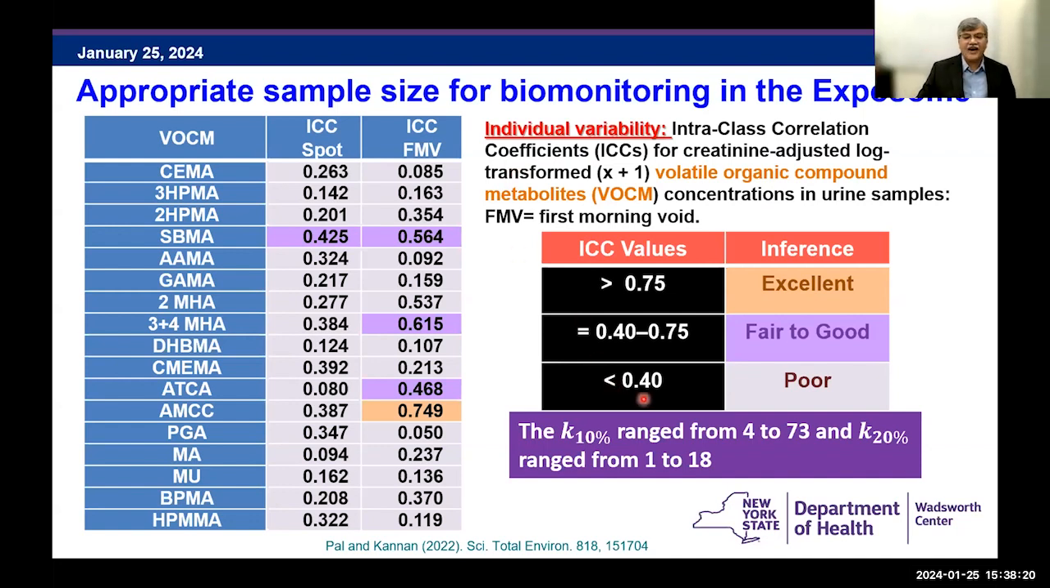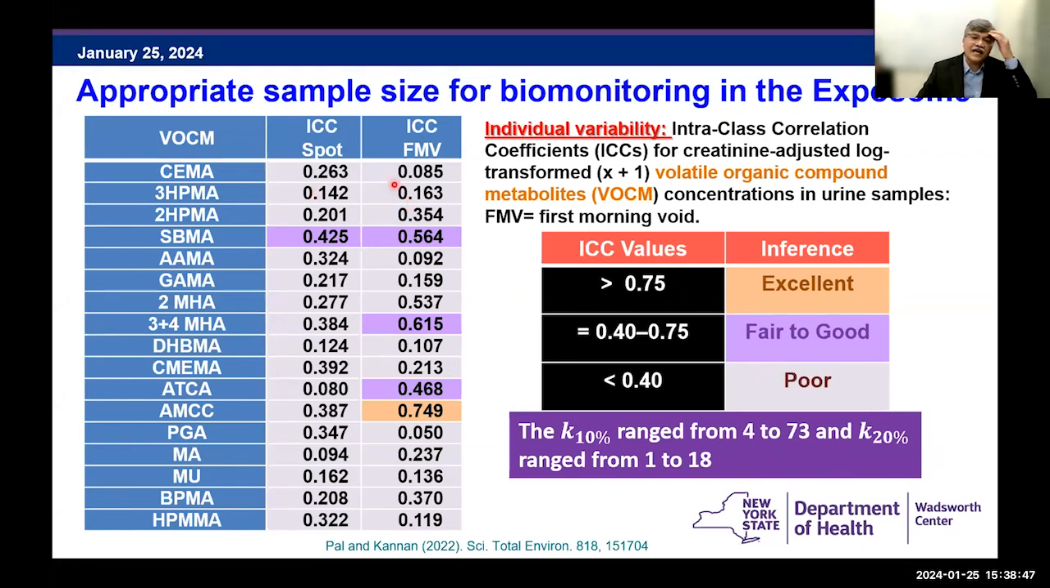If the ICC value is less than 0.4, then one sample is not enough. Then you can calculate how many samples you need, right? It can be done. If the ICC value is between 0.4 and 0.75, it's fair to moderate representativeness of the sample. If the ICC value is more than 0.75, it's a good predictor of exposure. One sample probably reflects exposure.